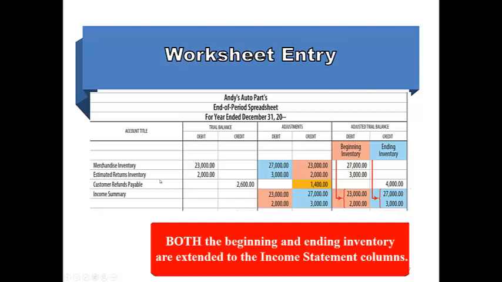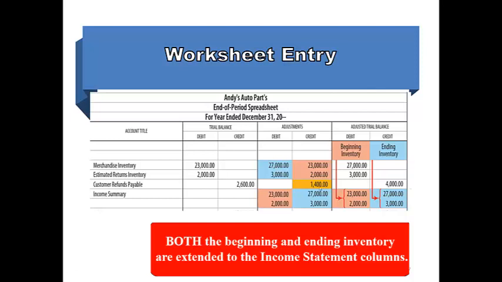And the same thing happens with the estimated returns. The 2,000 debit and the 2,000 credit offset one another and give you zero, and what's left is the $3,000 debit carried over to the adjusted trial balance, and then we'll carry those over later to the balance sheet.